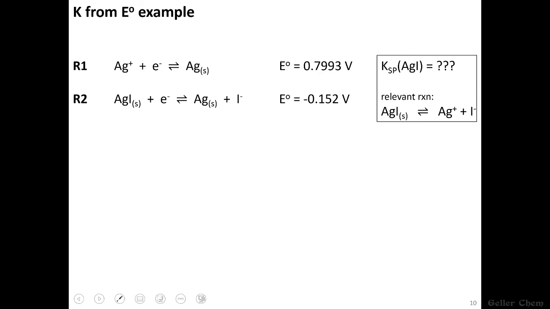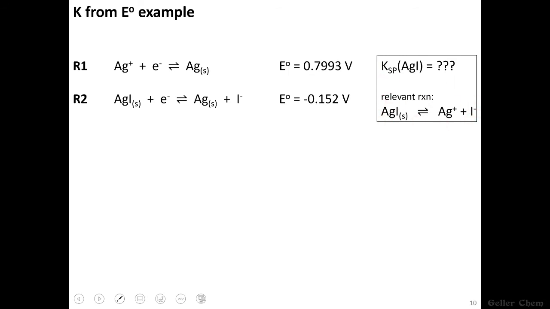Our goal in this example is to use these two reduction half reactions and their standard state voltages to determine the Ksp of AgI. Let's recall what type of equilibrium Ksp refers to. It's an equilibrium between a solid compound and its constituent ions in solution. A common mistake in these kinds of problems is to think that the Ksp of AgI refers to this equilibrium right here. But notice this is not quite the same as this reaction. This reaction will just be one of several stepping stones needed to actually learn the K of this reaction here.